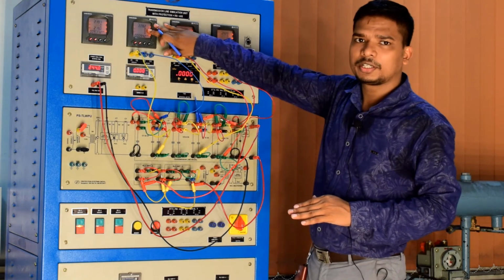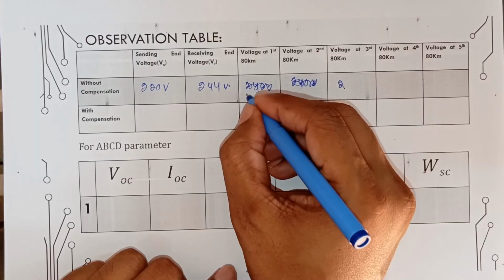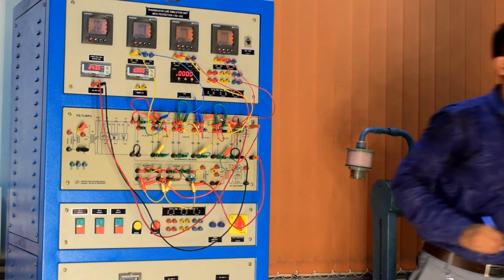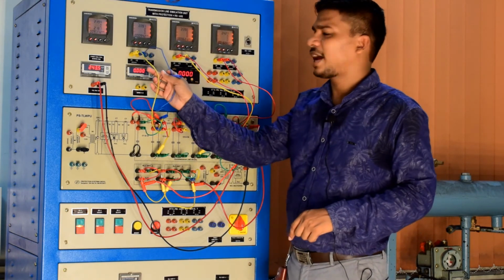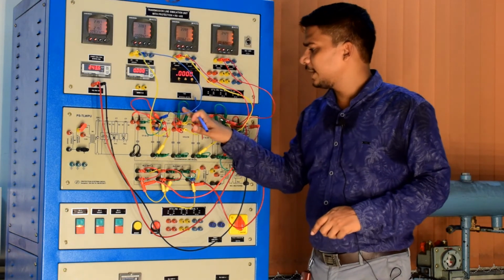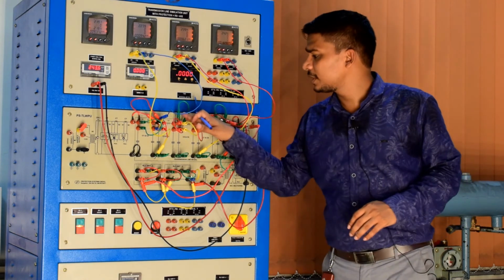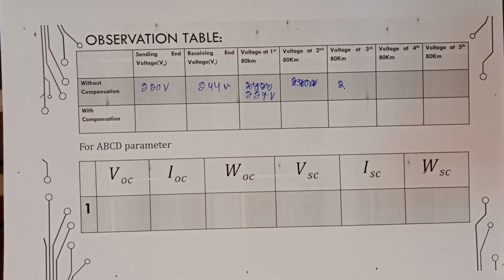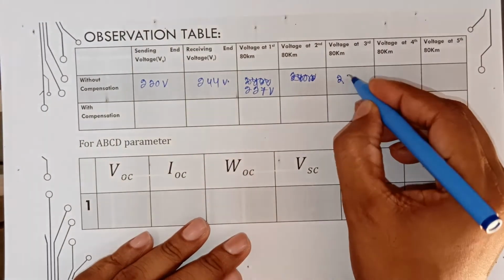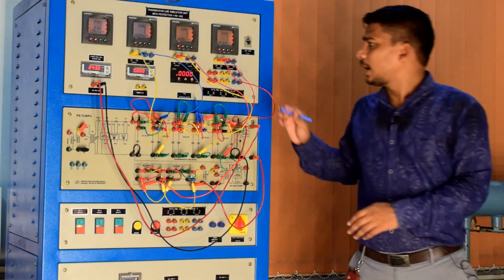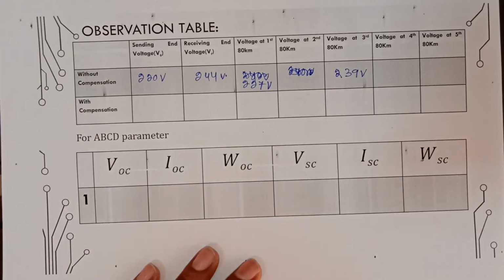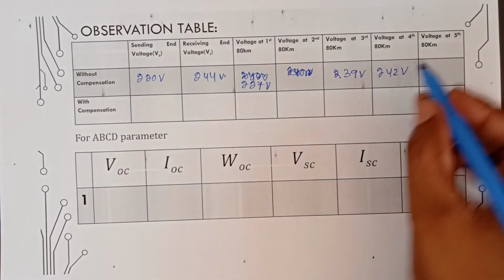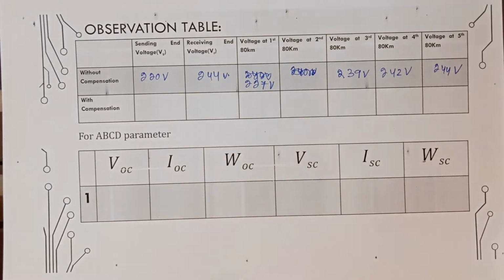This one is showing 228. So this is 227 volt, and this is the first 80 km voltage. The second 80 km voltage we are not measuring right now. The third 80 km voltage is 239 volt, and the fourth 80 km voltage is 242 volt. The fifth 80 km is equal to the receiving end, and this is 240 volt.